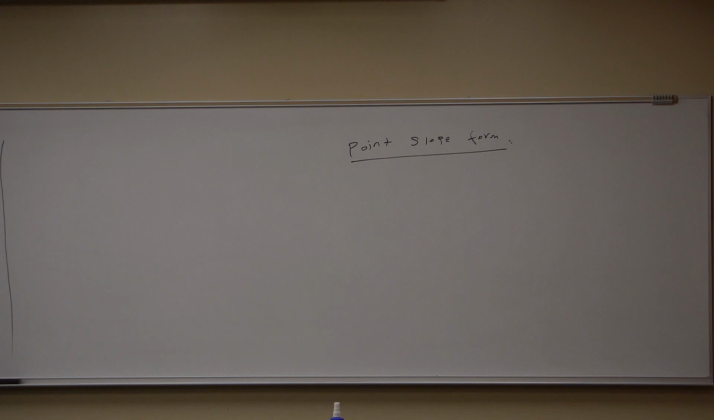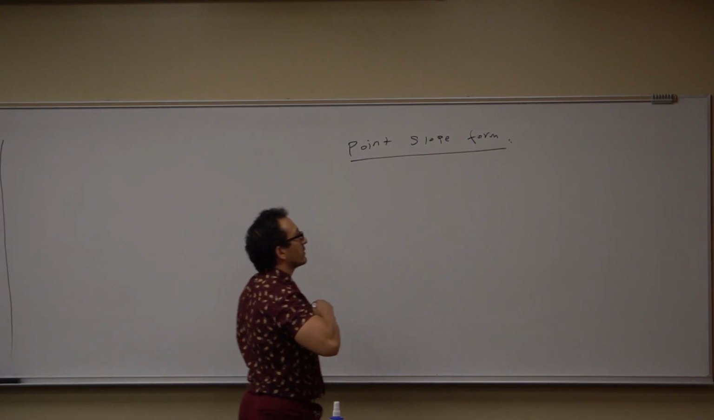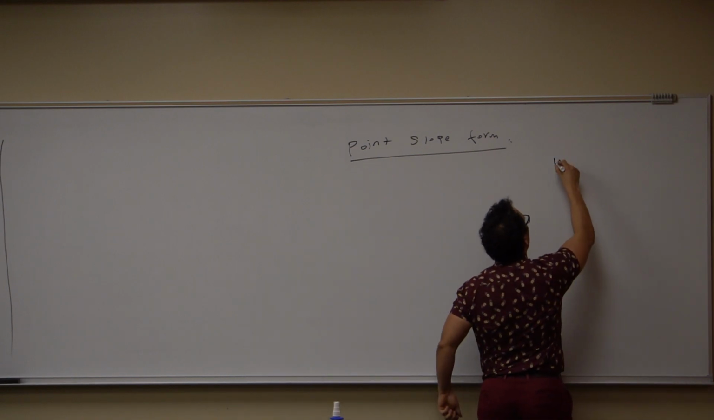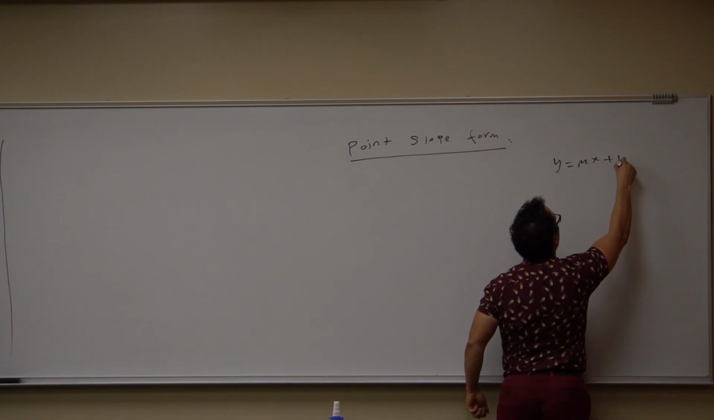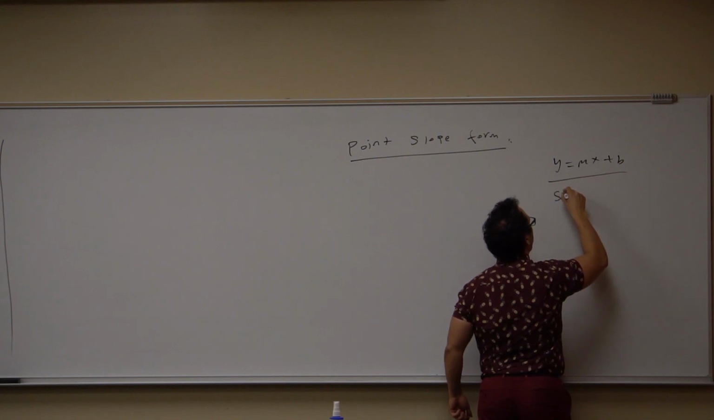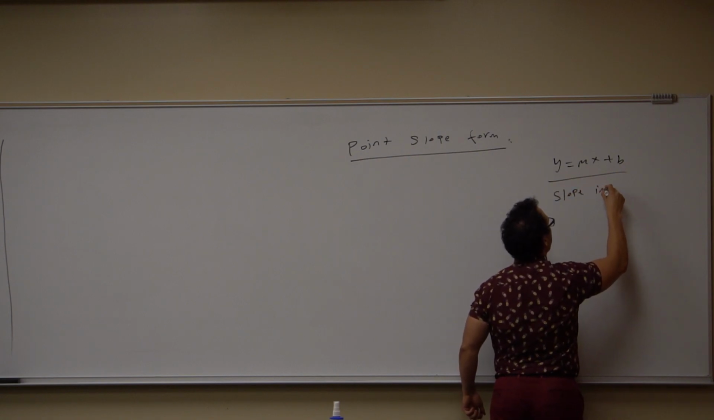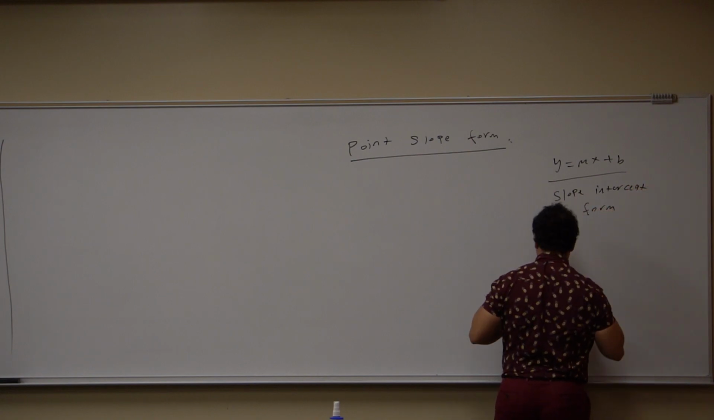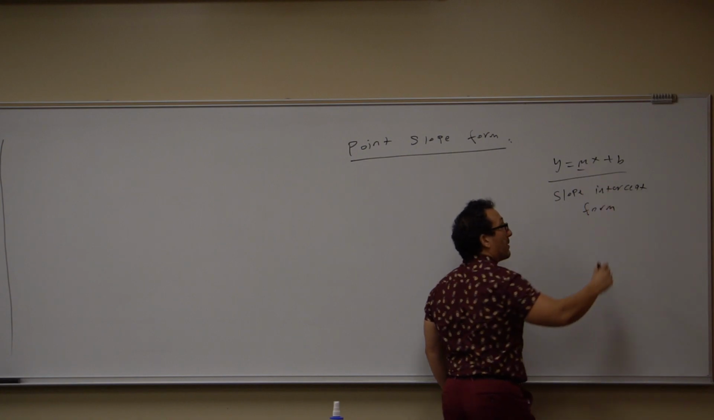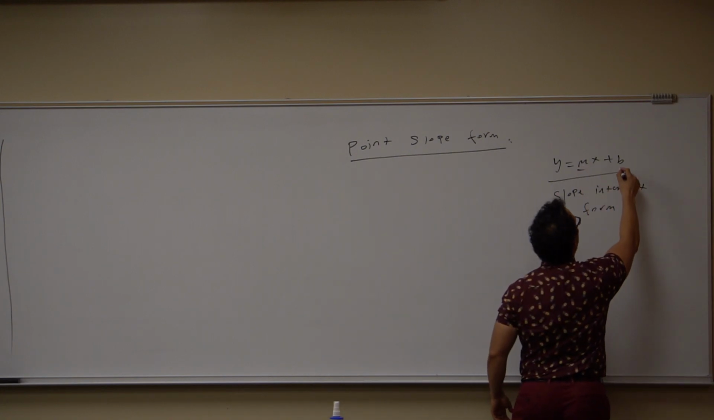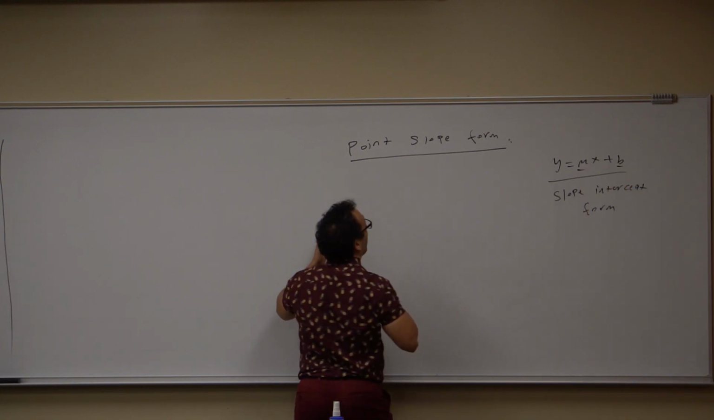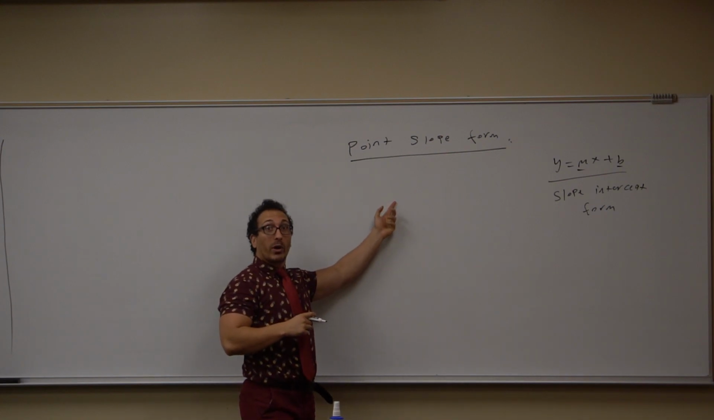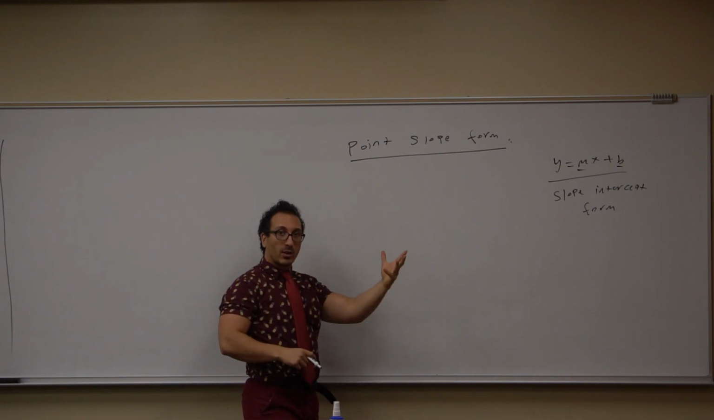Hello. In the first video we talked about slope-intercept form, which is y is equal to mx plus b. It's called slope-intercept form because we have a slope m and a y-intercept b. Now we're going to talk about point-slope form, where you have a point and a slope.